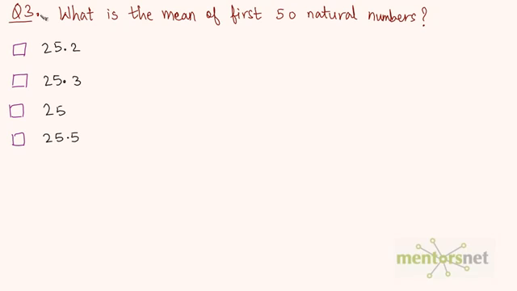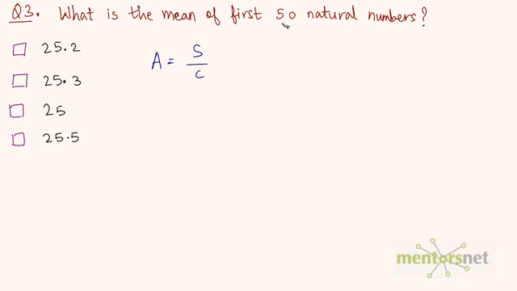Let us move on to the third question. What is the mean of the first 50 natural numbers? Mean means average. So average is equal to sum upon count. Count is 50. We don't know the sum of the first 50 natural numbers.